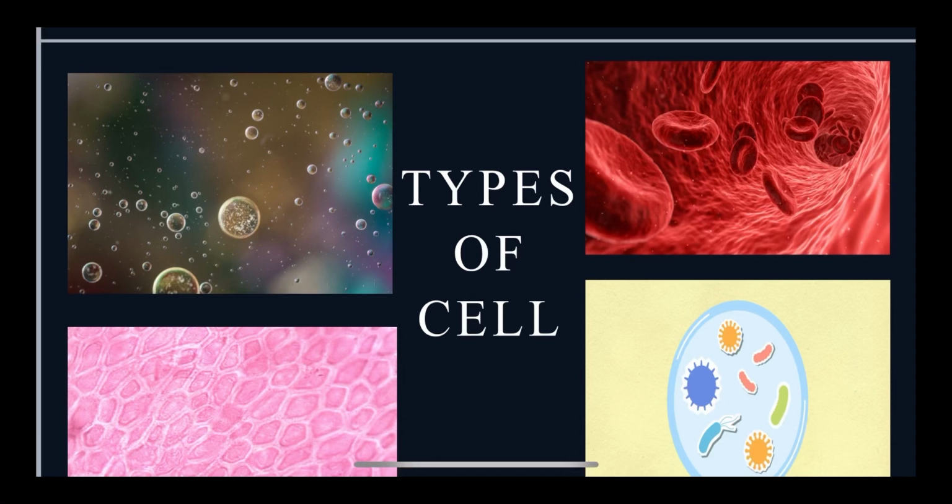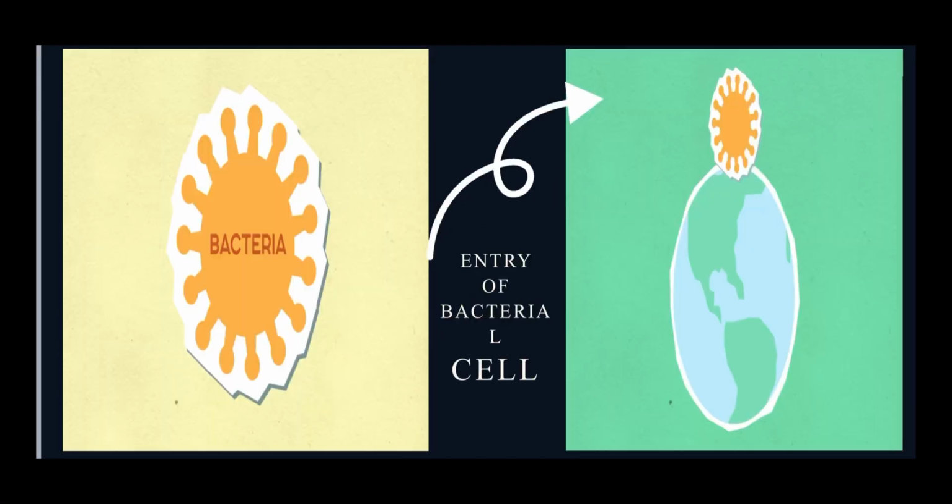Now, as you can see, these are the types of cells: RBCs are in front of you, epithelial cells are there, and some microorganisms on your right bottom. These are different types of cells that exist in an environment, and all of them are living. They are very small and minute, and you cannot see them with your eyes.